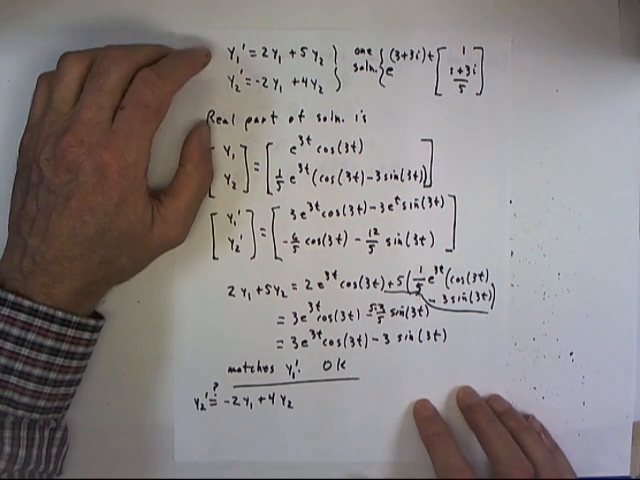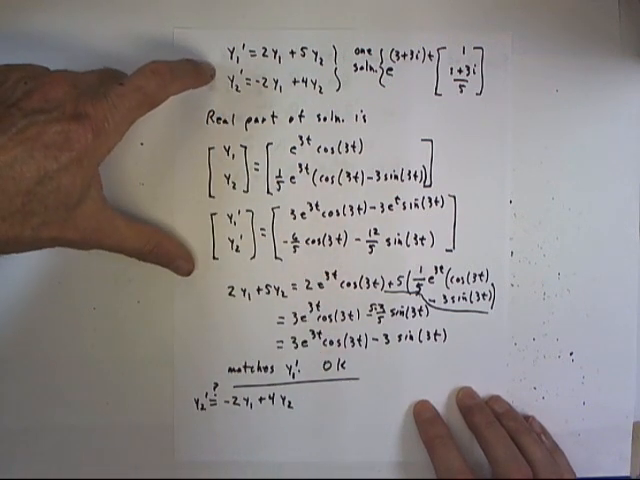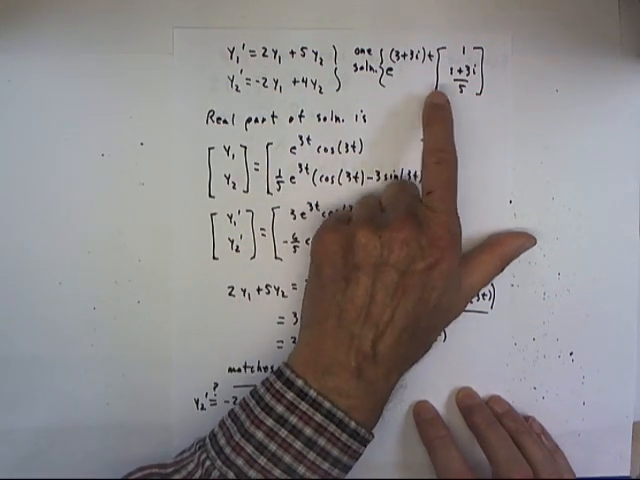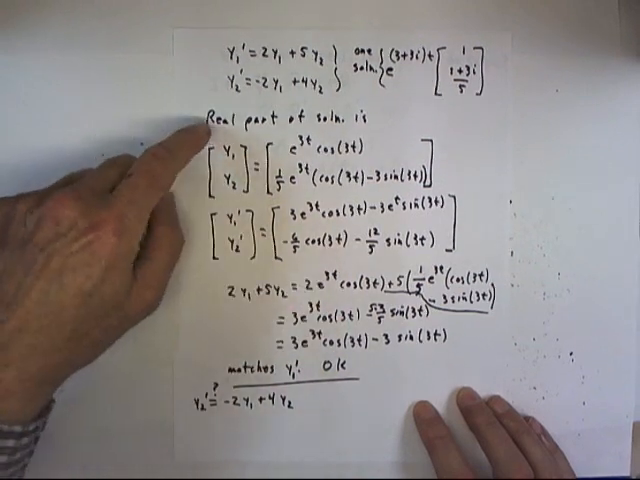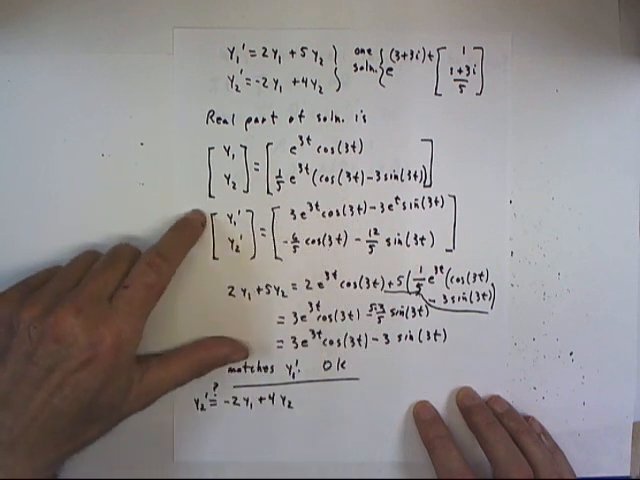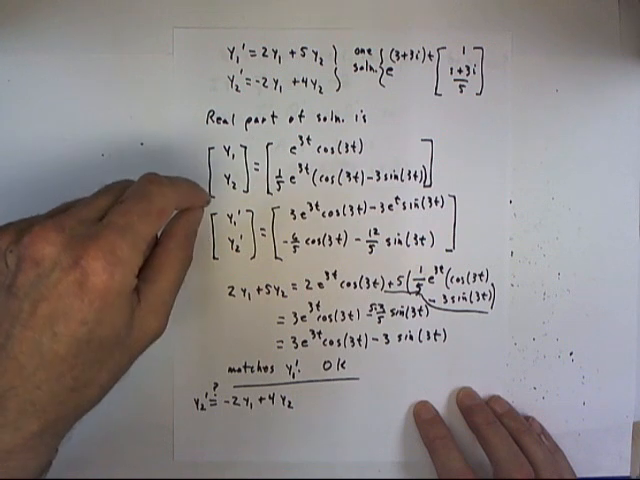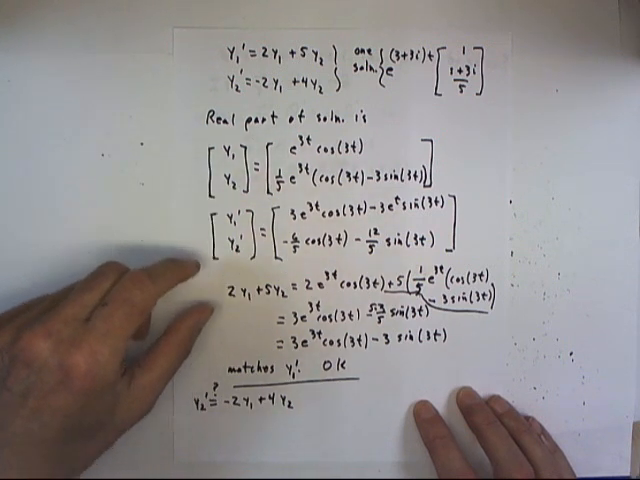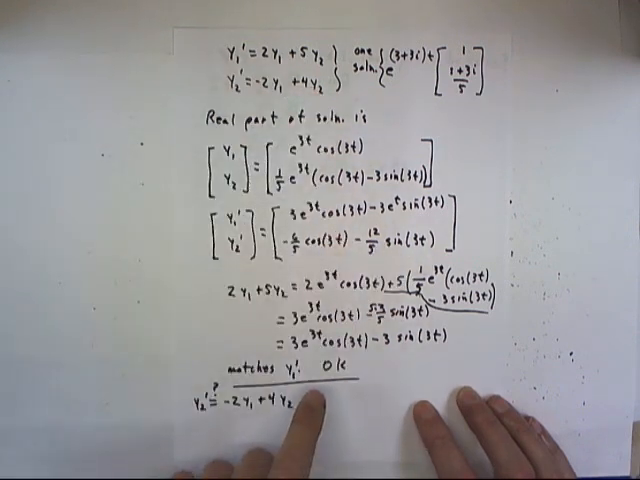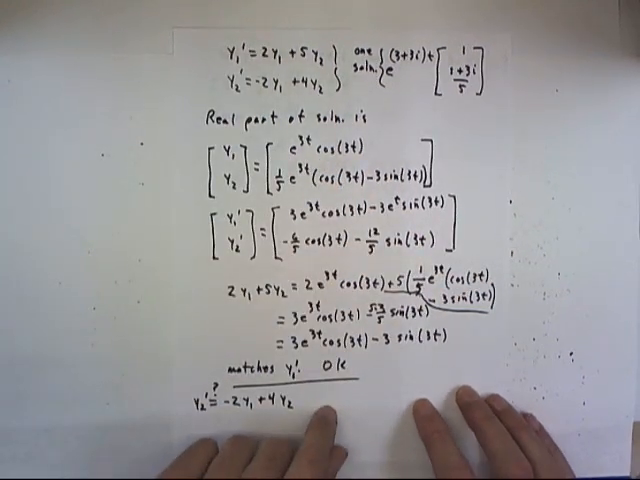Okay, we've established, at least in part, that for the system written here, we get solutions of this form, and the real part of that solution becomes this. The derivative of the real part becomes this, and the derivative of the real part is related to the real part of the original equation by these equations. In other words, the real part of this solution satisfies the equation.